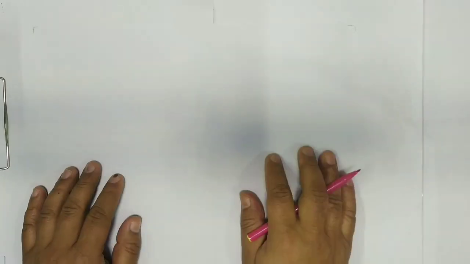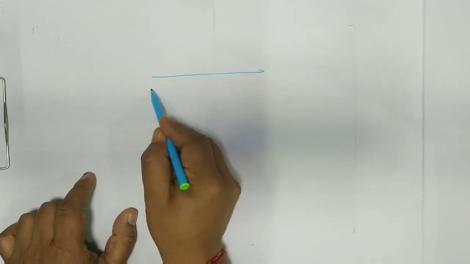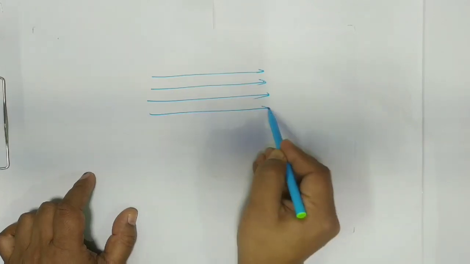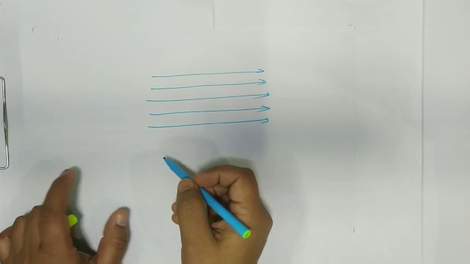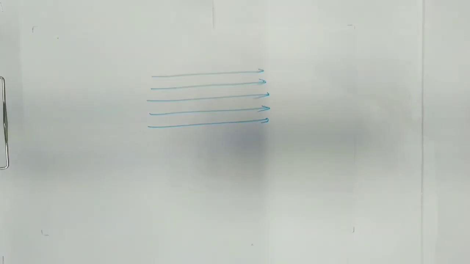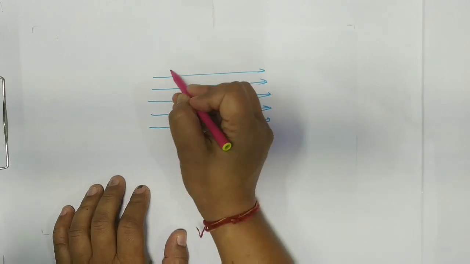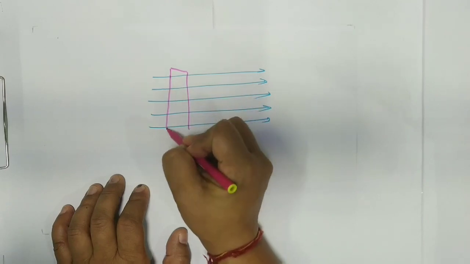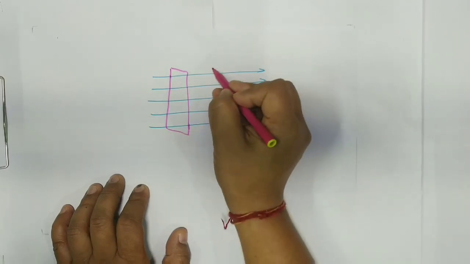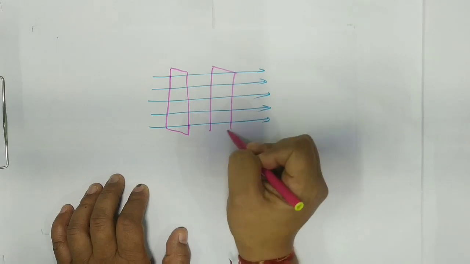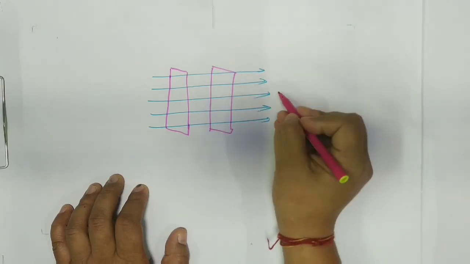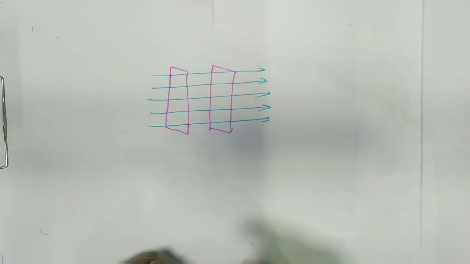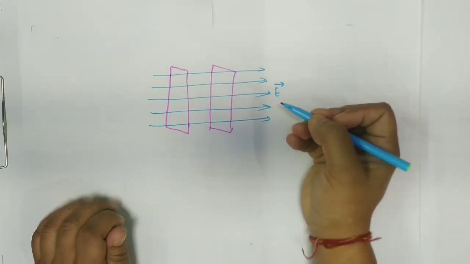Say if you want to draw for any electric field lines. Electric field lines are going like this. Say they are like this. So can we draw equipotential surface for them? Yes, we can draw it like this. So there can be a plane which will be like this. We can draw the equipotential surfaces because electric field lines are perpendicular to the surface. So this is another way.